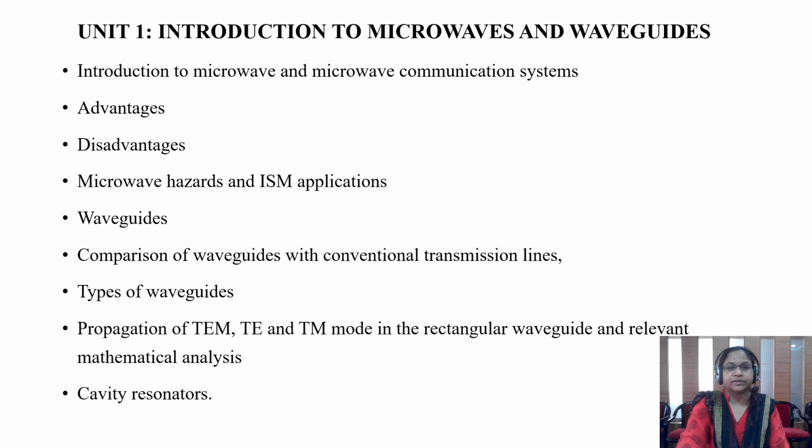The next one is an introduction to the syllabus. What is there in the syllabus? Unit 1 is an introduction to microwaves and waveguides, where you have an introduction to microwaves and microwave communication systems, their advantages and disadvantages. Then you will come to know about microwave hazards and ISM applications. Then waveguides, as we use them for microwave applications, comparison of waveguides with conventional transmission lines, types of waveguides, and how waves pass through a waveguide. So what are the modes of propagation, TE, TM, and finally we'll study the cavity resonator. This is all about unit number 1.